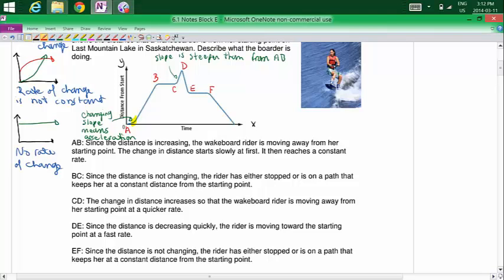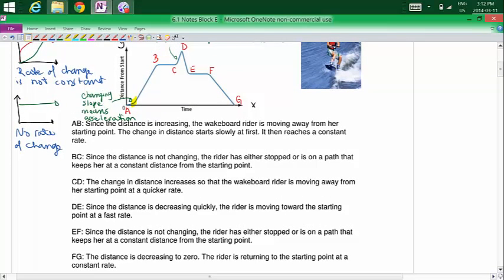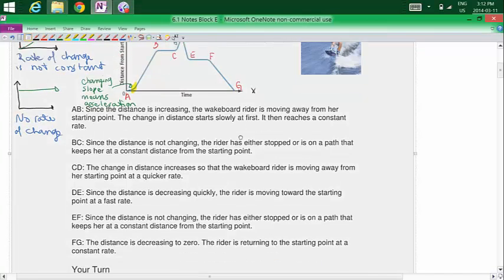Okay, and the last leg of the journey is from F to G. And notice that the distance is decreasing to 0. So that means that the rider is approaching the starting point again. So we're going from a distance which is further away from our starting point back to our starting point, which is, like I said earlier, anywhere along the horizontal axis. Okay. All right, so let's take a look at the next graph.